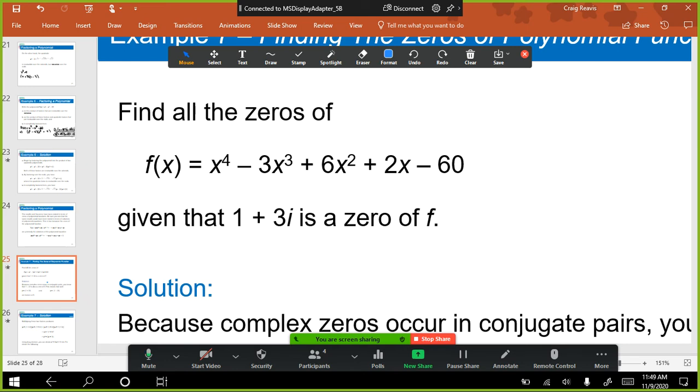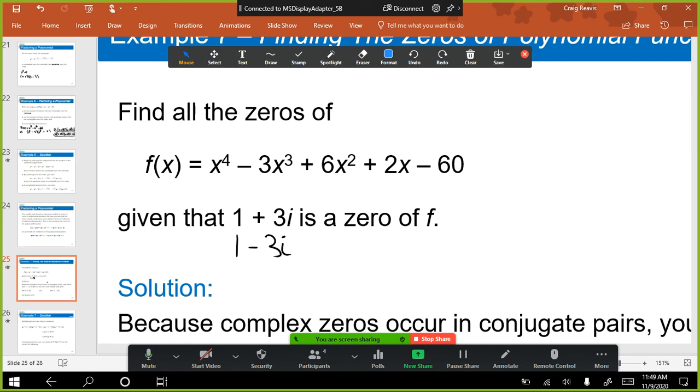Well, what do we know about imaginary zeros? If you have 1, you have 2 because the conjugate is also a zero. So what does that mean is also a 0? You would have to agree then that 1 minus 3i is also a 0. So we know 2 of our 4 zeros based on that one statement. Okay? Now, what I need to do is divide out those 2 zeros so that I have a smaller polynomial that I can see if I can factor.